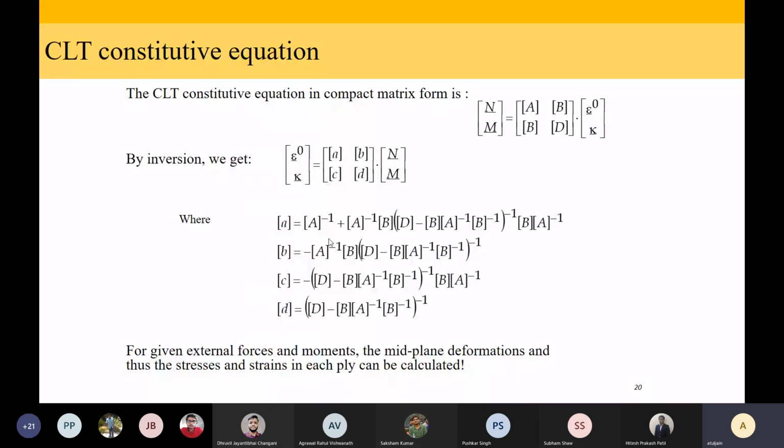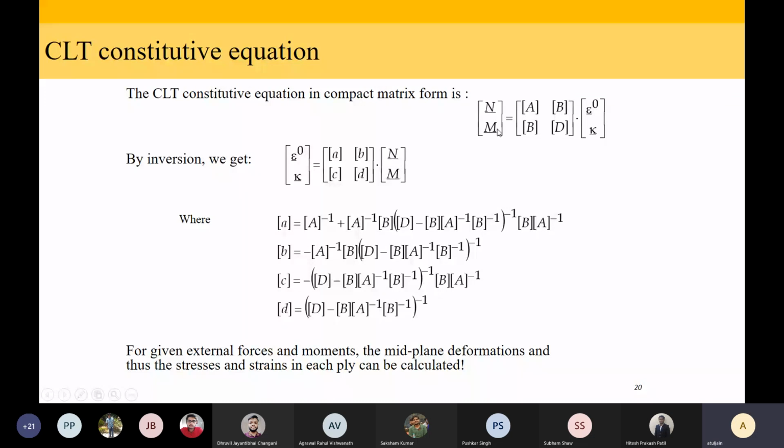Okay, so what is the value of matrix A? A is equal to, you will get this long equation. This is small a, not capital A. Small a is, so we initially derived the relationship where epsilon naught and K were applied, we were getting the resultant forces and moments. Now we are saying that the forces and the moments are applied. I want to calculate the strain, because if I can calculate the strain, I can calculate the stress, and then I can proceed further. So we have inverted this matrix.